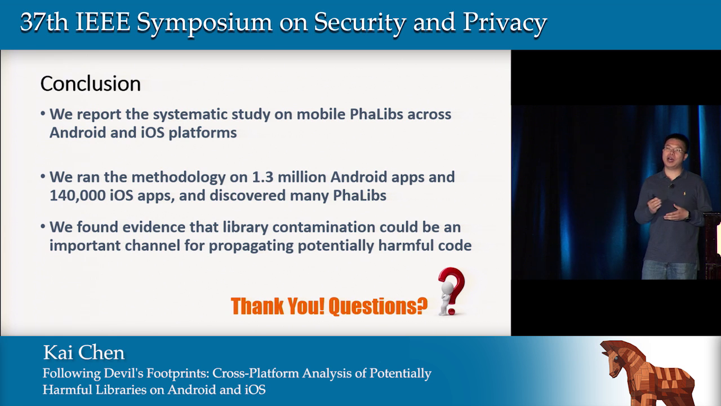we cannot find it, because we want to make an estimation of the lower bound of potentially harmful libraries in this market. If they want to evade our detection, well, our approach is not a detection approach. It's only to try to find the potentially harmful libraries across the market. So we cannot find it. Okay. Thank you a lot.